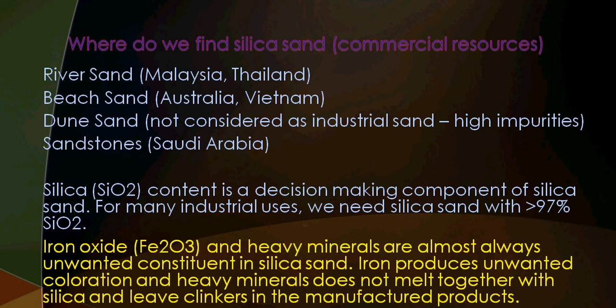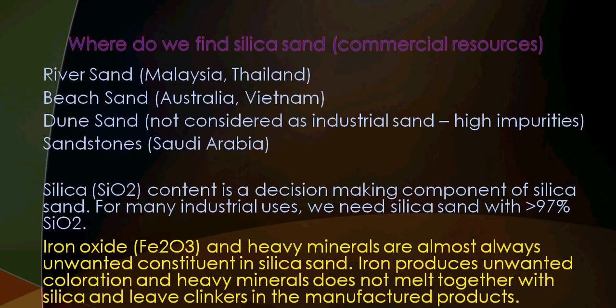Iron oxide is another important thing, and not only iron oxide but iron oxide and heavy minerals are almost always unwanted constituents in silica sand. The presence of iron produces unwanted coloration, and heavy minerals do not melt together with silica sand and they leave clinkers in the manufactured products.